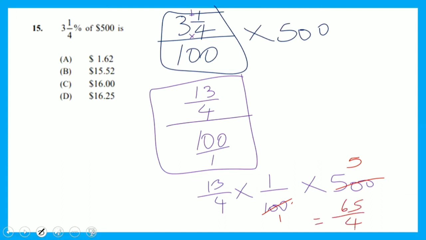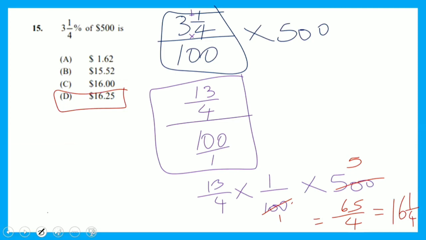Once you do that division, if we should rewrite this as a mixed number, we would get 16 and a quarter. We know that a quarter is the same as 0.25. So that is going to be B right here, $16.25.